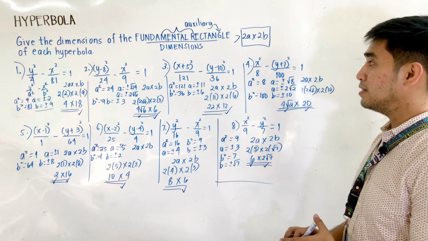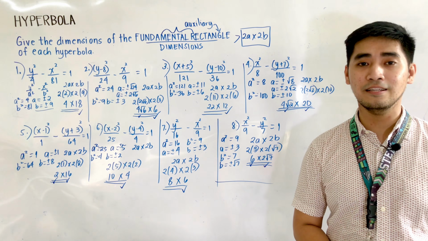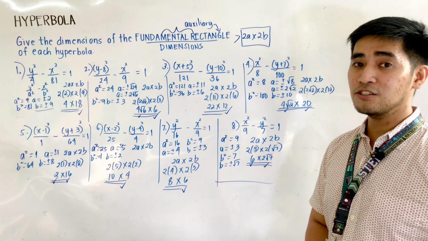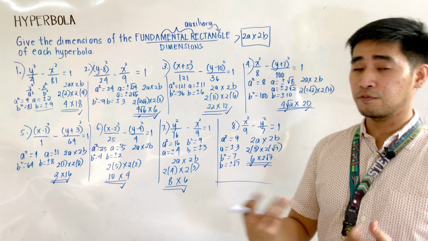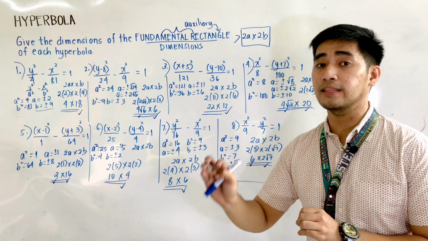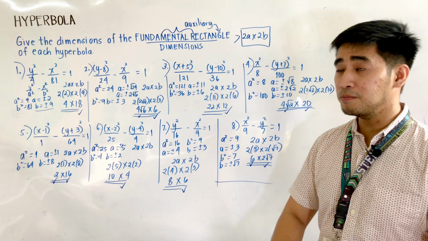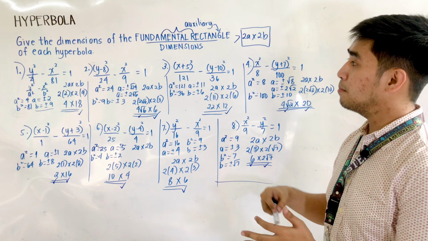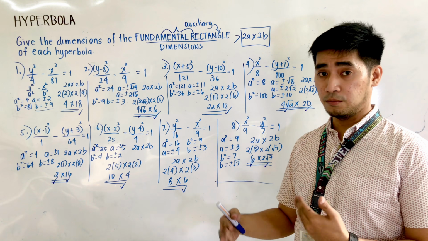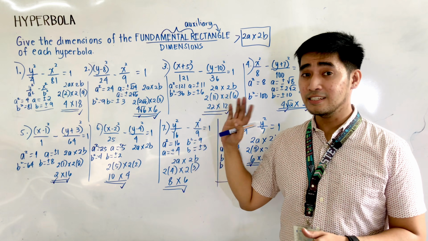Again, this would be the dimensions of the fundamental rectangle, or what we call the auxiliary rectangle. And the dimensions would just be the transverse axis by the conjugate axis. Again, that would be the dimensions of the fundamental rectangle given equations of the hyperbola. Once again, this is very easy.